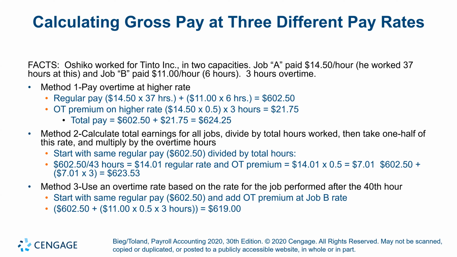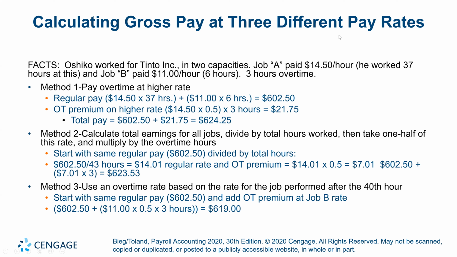So we can pay overtime at the higher rate, and we can see how that calculates here. Regular pay, $14.50 an hour times 37 hours, plus $11 an hour times 6 hours. That gives us that regular pay. And then the overtime premium, again based on that higher rate, $14.50 times 0.5, that gives us that overtime premium. And then we take that times the 3 hours overtime, and we add those two together. That gives us gross pay, or total pay, of $624.25.